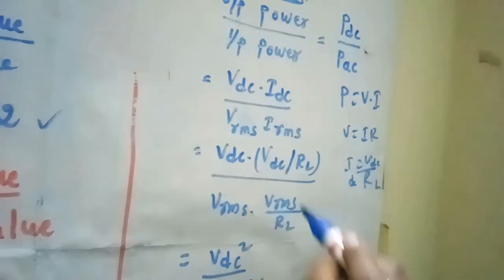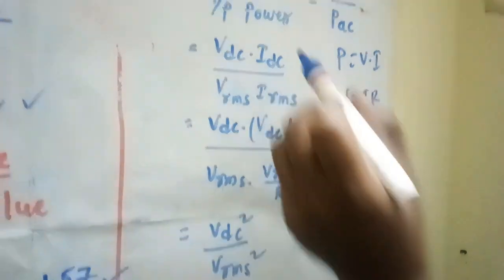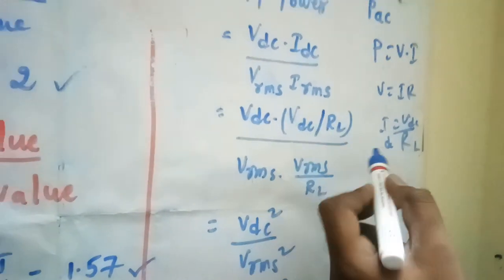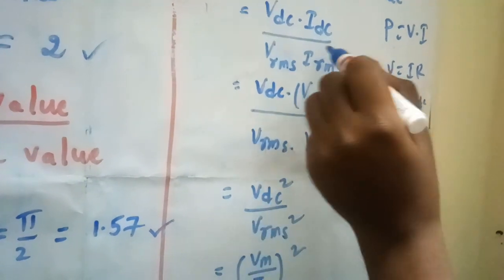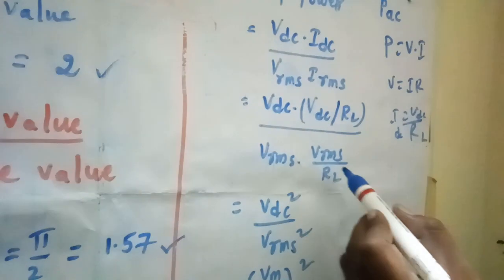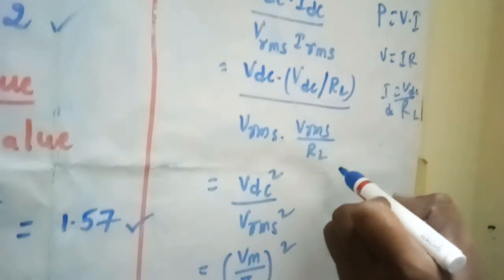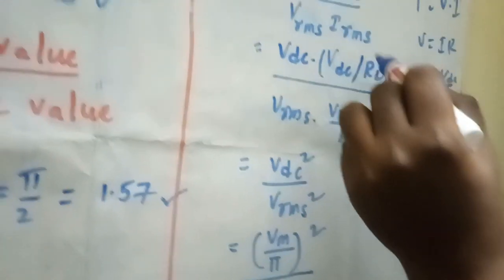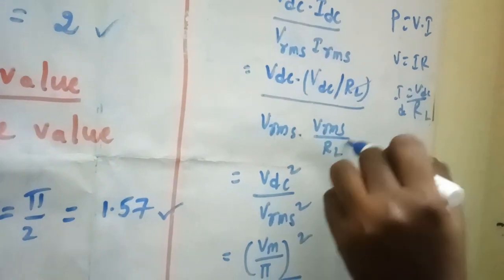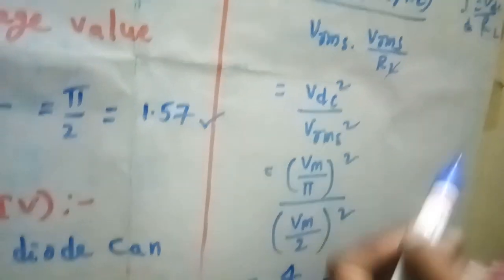What is R here? RL. So VDC into IDC is nothing but VDC by RL. VDC by RL, over VRMS as it is I am writing. I don't know the IRMS value, the current. Again that current also I am writing in terms of voltages, same as the numerator, VRMS by RL. Then finally VDC square by RL, over VRMS square by RL. RL gets cancelled. Then VDC square by VRMS square. We know VDC and VRMS. Substitute here, you will get the efficiency.